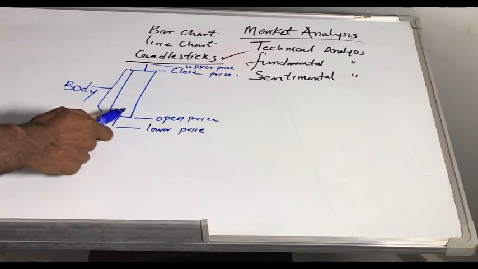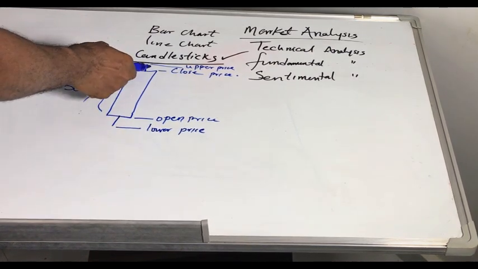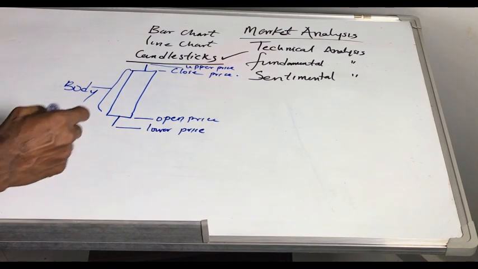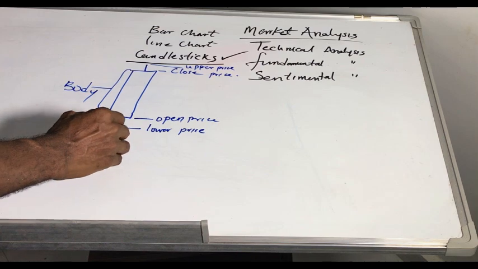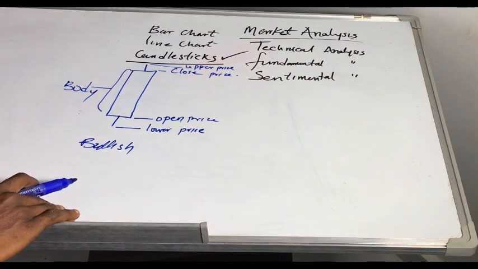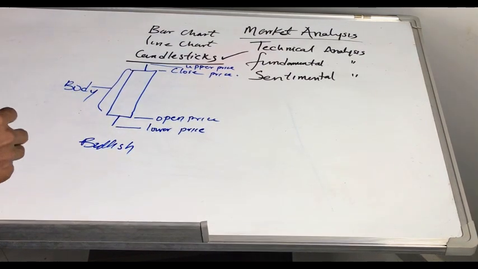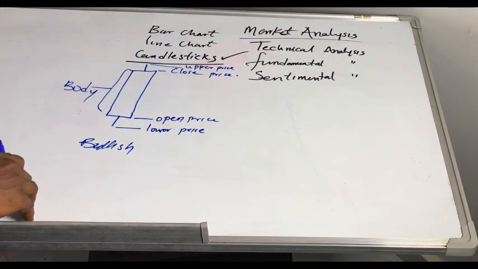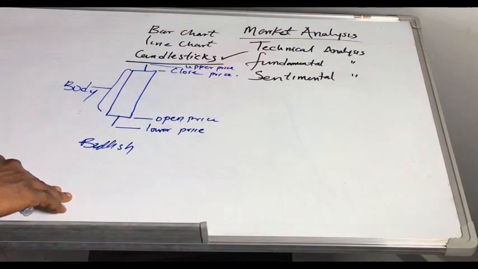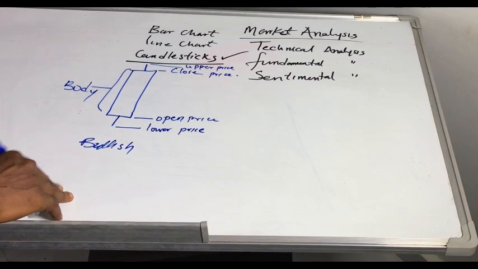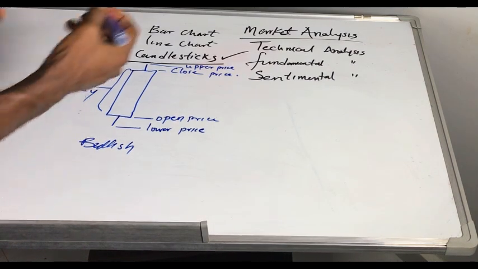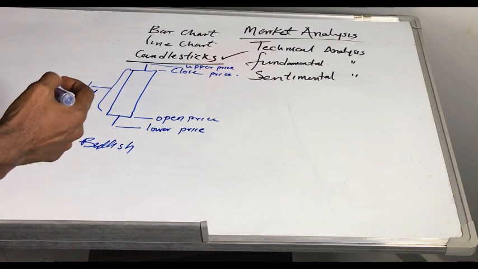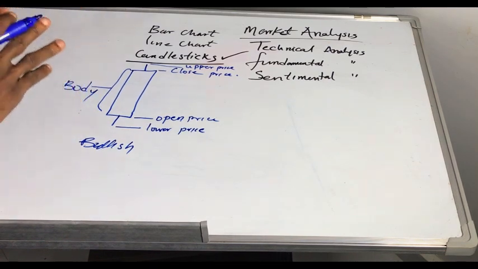Now when the closing price is above the opening price, the candle is said to be a bullish candle. Yesterday I was telling you that we have bulls and bears in the market. When the market is buying, it is said to be bullish. When the market is selling, it is said to be a bearish market. So when you see a candle like this, candles can have different body sizes, but it has the body. It must have the upper price, the lower price, and must have body.